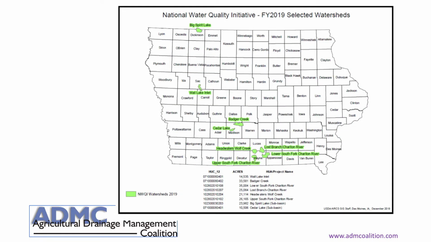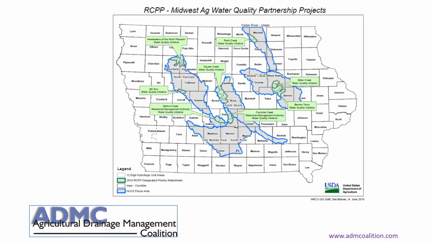The National WQI is a handful of these smaller HUC 12 watersheds throughout the state that has special dedicated funding. Here's the RCPP program. There's a handful of these out there. You'll notice it overlaps with the WQI watersheds by quite a bit. And RCPP, I think, is coming to an end. They've been around for a few years already, and they've spent quite a few of their program dollars, but there are additional dollars in place there.